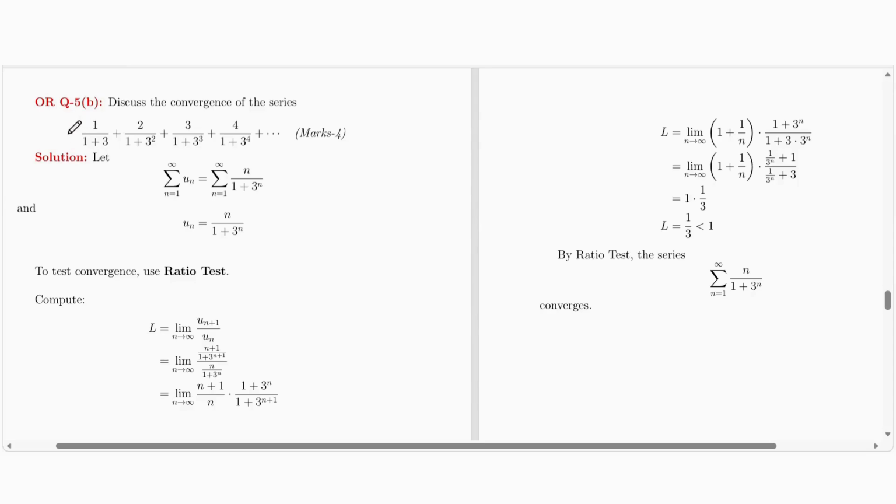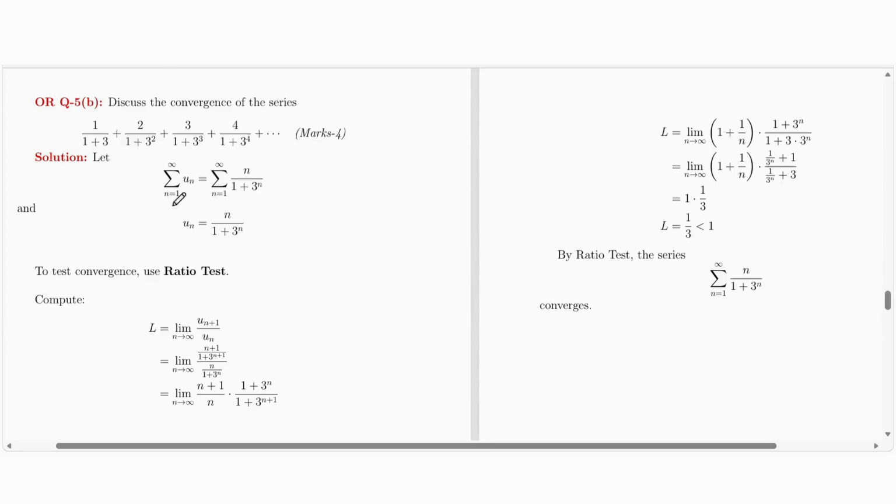Question number 5b: discuss the convergence of the series 1/(1+3) + 2/(1+3²) + 3/(1+3³) + 4/(1+3⁴) + and so on. This question carries 4 marks. The question is to check the convergence of the given series. For this, first of all, we need to find the general form of the series in terms of n. So now let's start the solution.